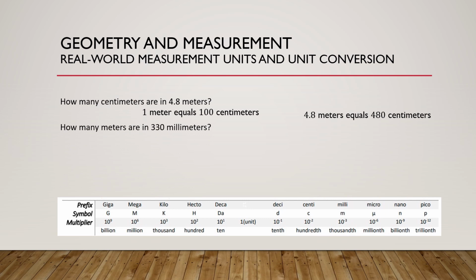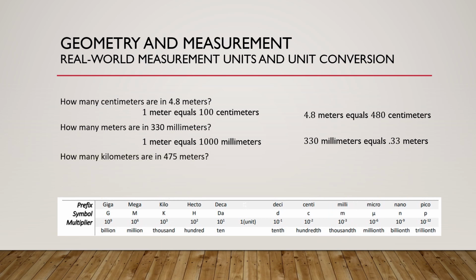How many meters are in 330 millimeters? Again, referring to the chart, 1 meter equals 1,000 millimeters. Therefore, 330 millimeters equals 0.33 meters. This is simply moving the decimal 3 spaces to the left.